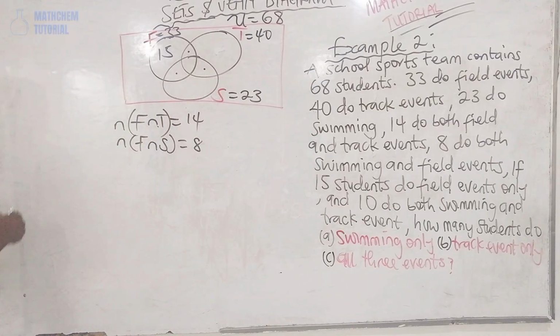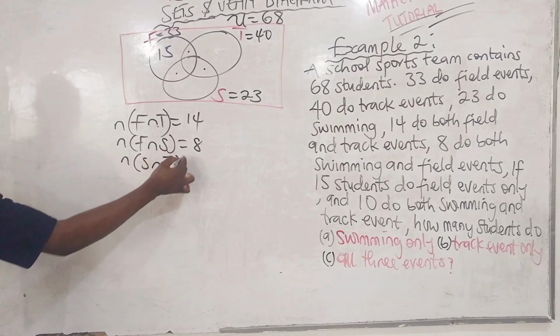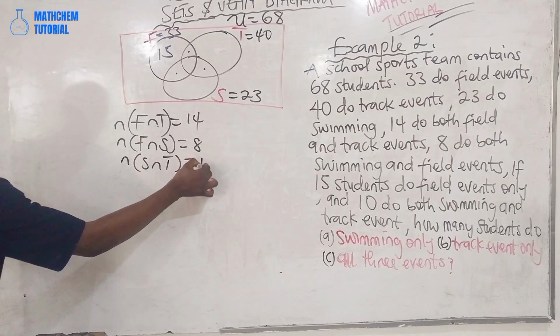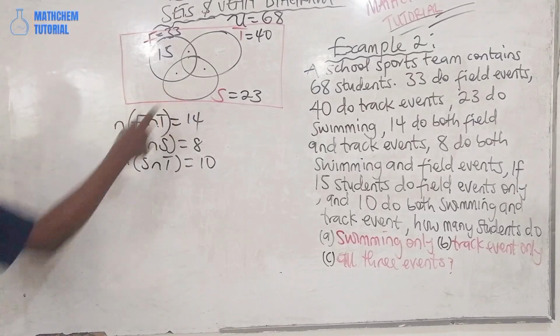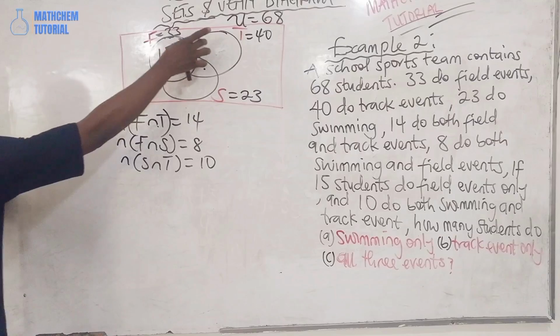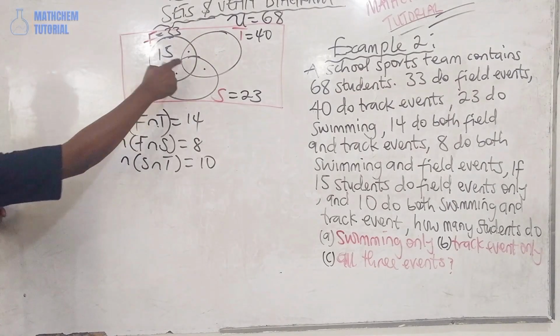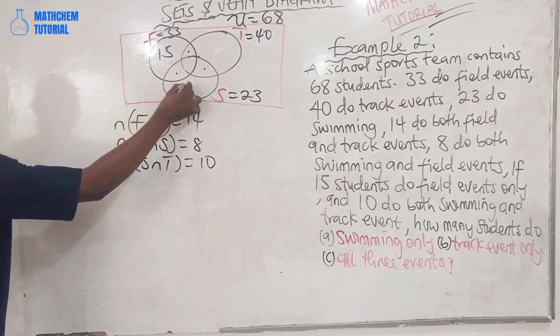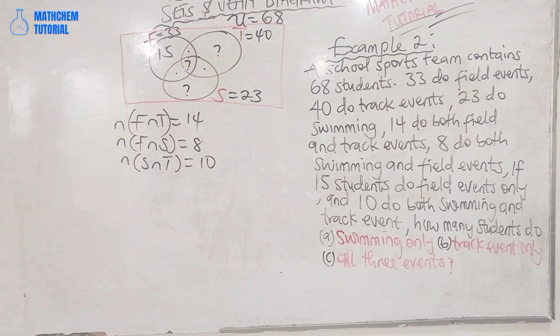So I will still write it as the number of swimming intersection track event, and that is 10. Now the question said, how many students do swimming only? That means you are asked to look for what is going to be here: swimming only, and also track event only. And lastly, all the 3 events, what is going to be in this place. So here, here and here are the 3 questions we are asked to do.